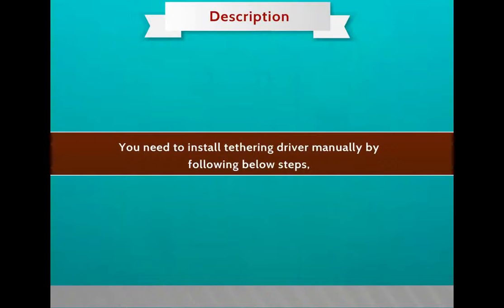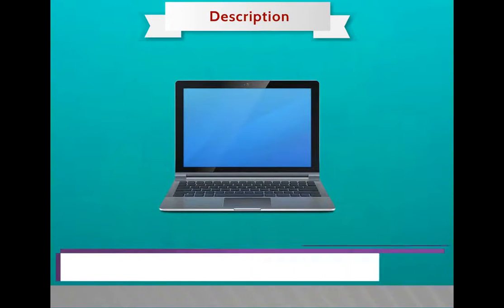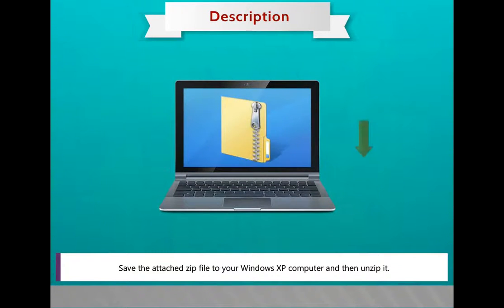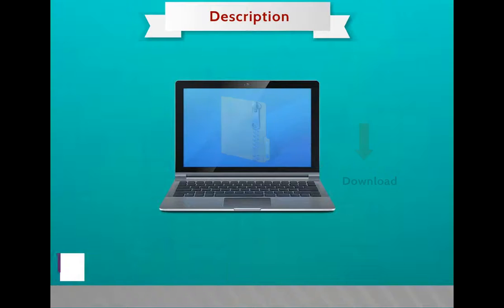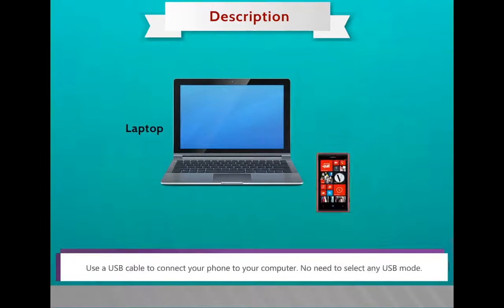Description: You need to install the tethering driver manually by following the steps below. Save the attached zip file to your Windows XP computer and then unzip it. Use a USB cable to connect your phone to your computer. No need to select any USB mode.